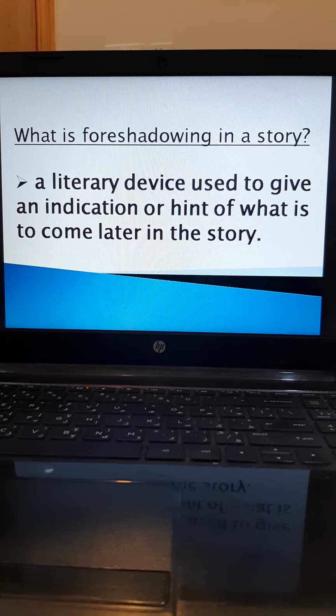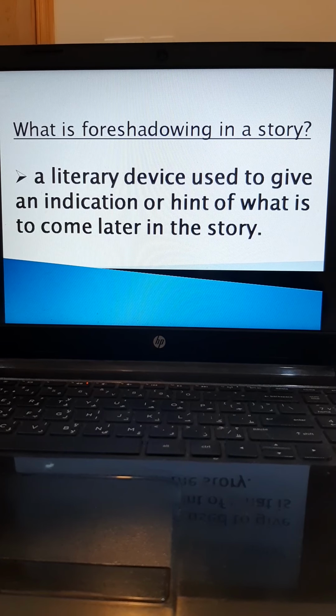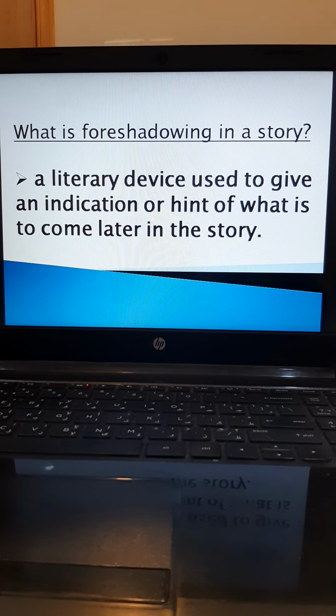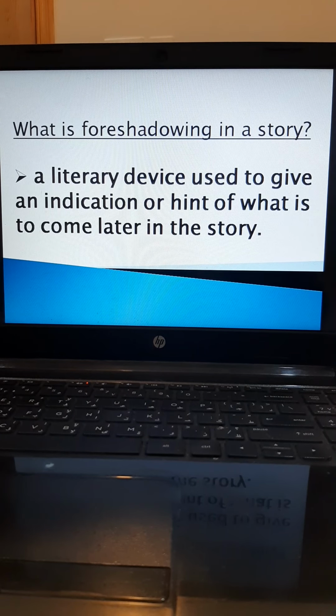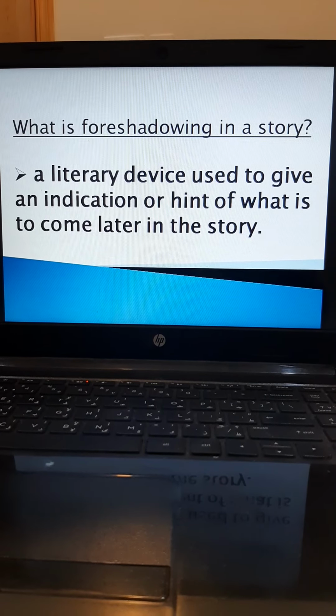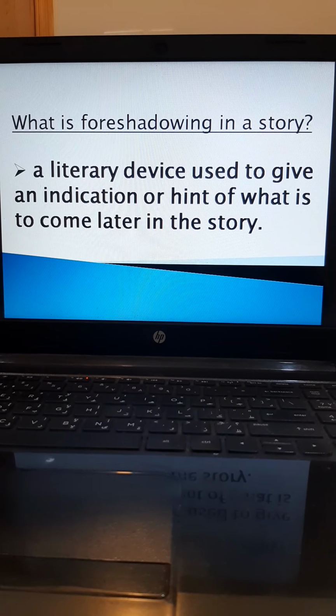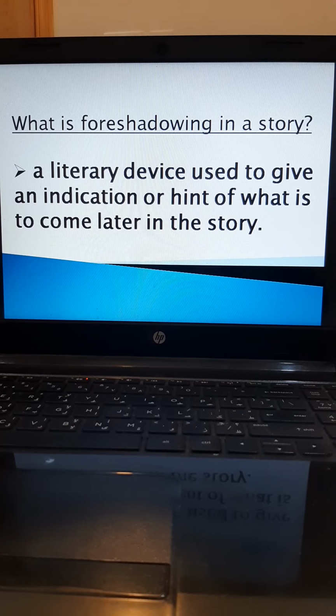Foreshadowing is a literary device used to give an indication or hint of what is to come later in the story. It's a useful tool to create suspense as it gives a sense of curiosity to the readers, and they get a feeling things are not the way they seem to be. There will be a twist in the plot of the story.